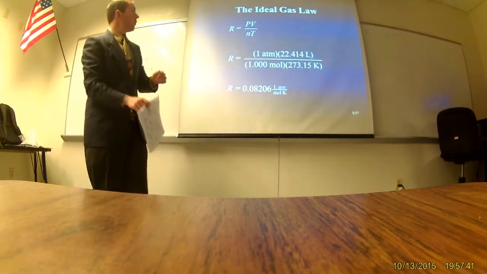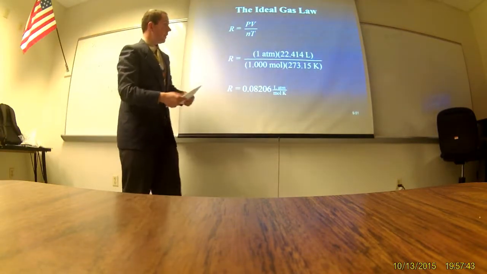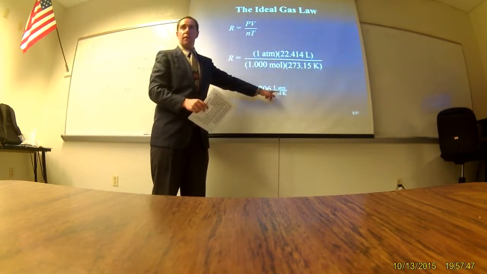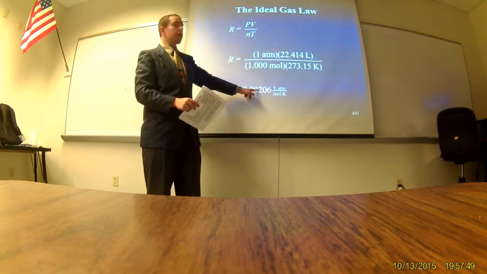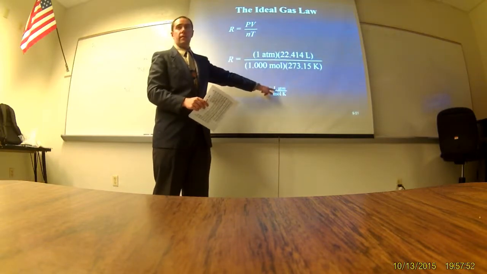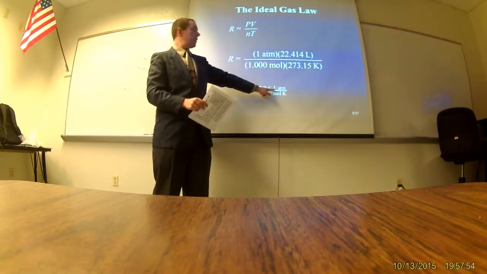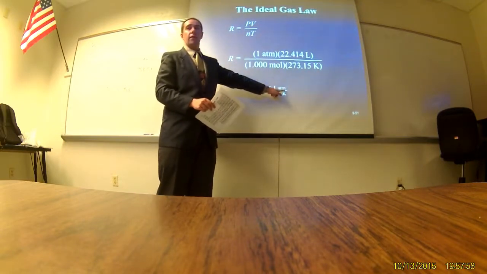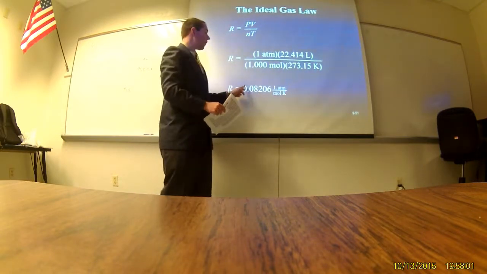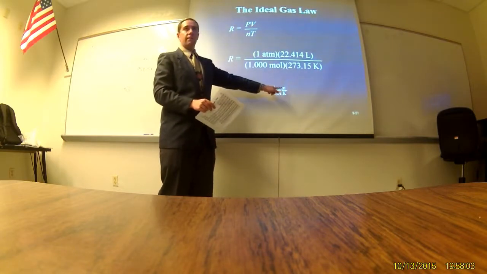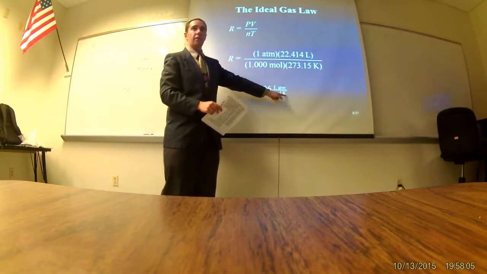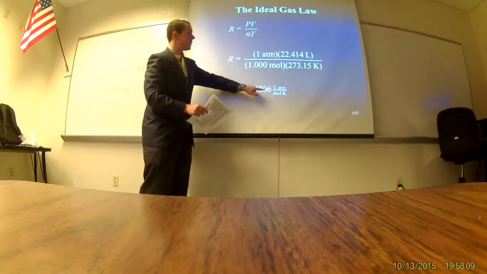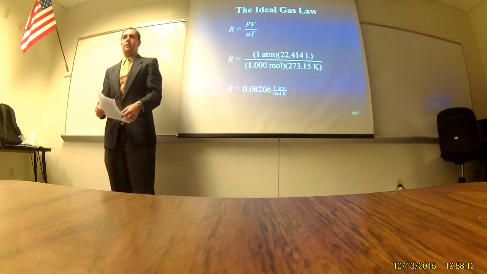So when you do the ideal gas law, you have to use these units if you're using this value of R. Your volume has to be liters. You cannot use milliliters if your R value has liters. You have to use atmospheres. You can't use torr if your R value has atmospheres. You have to use moles and you have to use Kelvin. In this case, your units are set by your value of R.